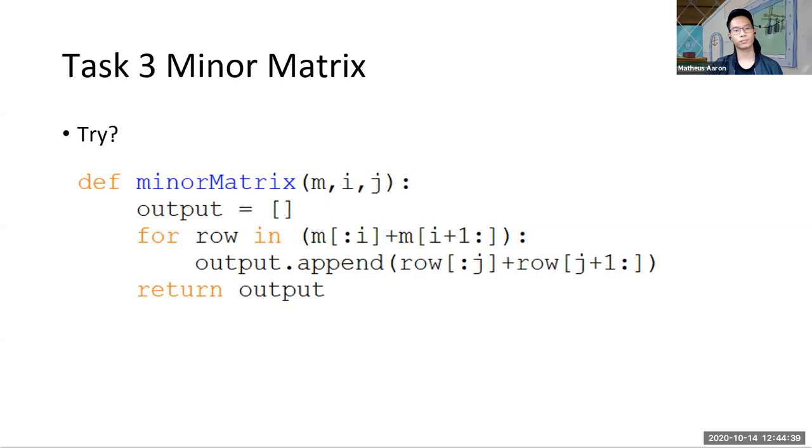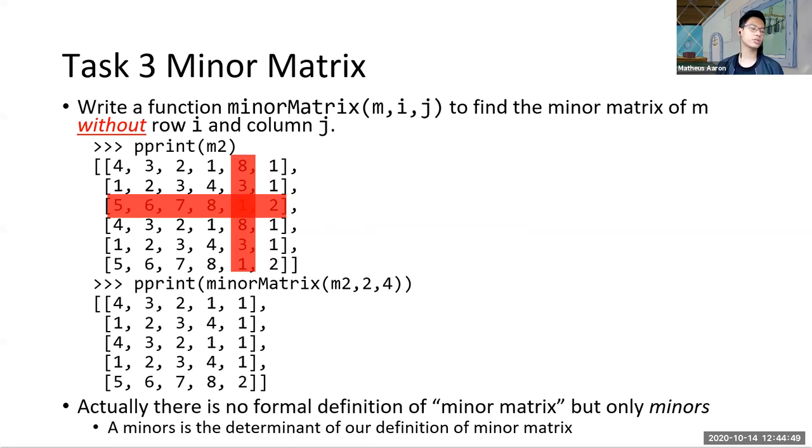Okay, 30 seconds is up. Someone asked to go back to the previous slide on the minor matrix. The definition of the minor matrix is that you just remove row i and column j. That's all. Just remove row i and column j.